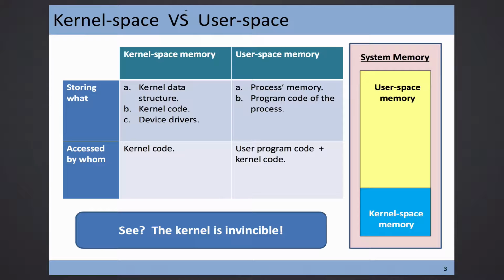And what happens if the kernel segmentation faults? No one will save you. That is the blue screen of death. So the kernel is very powerful in the sense that the kernel code can access many things. It can access the user program code and kernel code, by whom? By the kernel code itself.